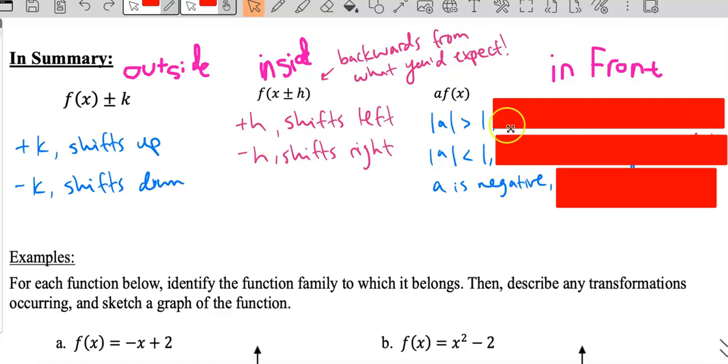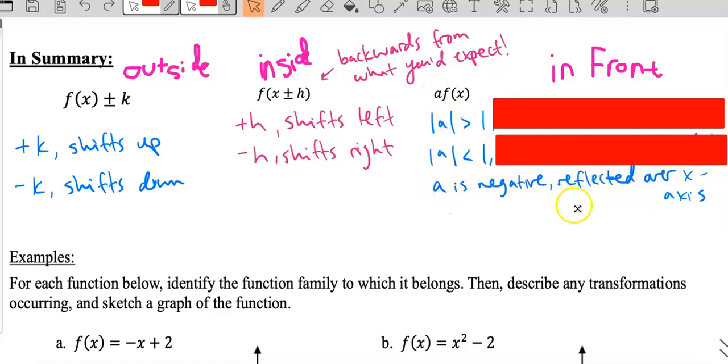Now then lastly, you can put something in front. Now again, we look at the positive number for figuring out if it shrinks or stretches, but if your A is a negative, it's going to reflect. It's going to flip over the x-axis and be upside down. Okay, that's kind of the most easy one to pick out.